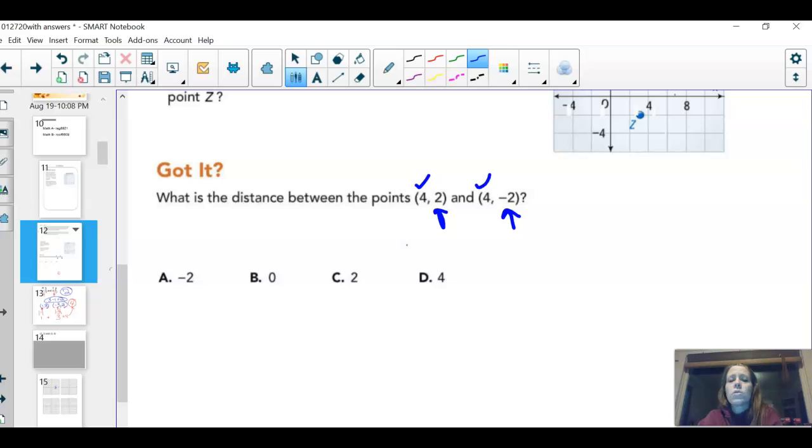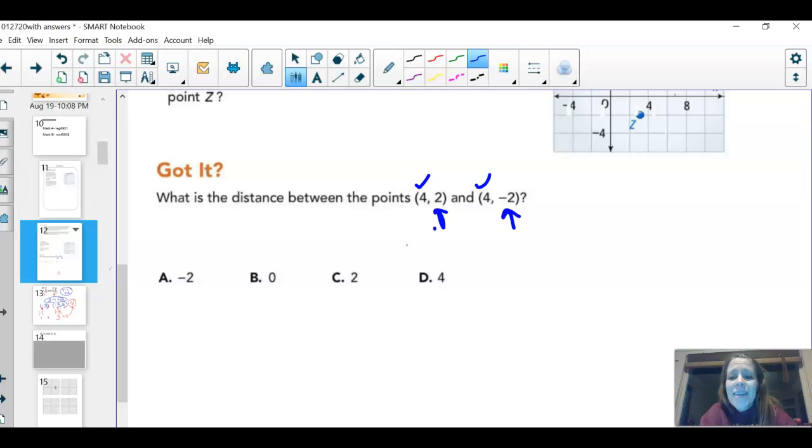Si los dos números están negativos o los dos son positivos, yo voy a encontrar el valor absoluto y entonces yo voy a quitarlo. If I have one positive and one negative, I'm going to find the absolute value and add. Pero si yo tengo un positivo y el otro es negativo, yo voy a encontrar el valor absoluto y entonces yo voy a sumarlo. Okay, so let's look at this one.